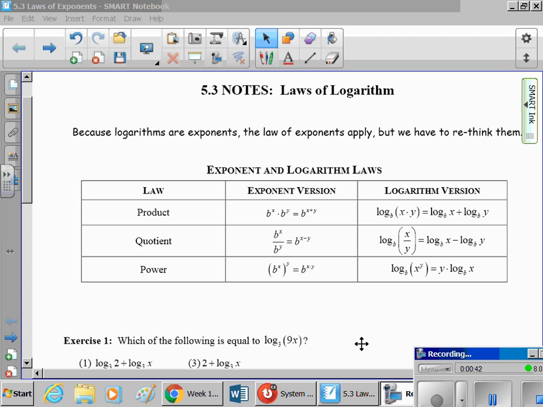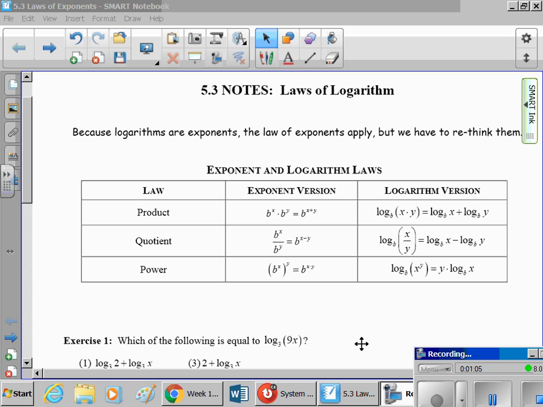So if you slide over one more to where it says logarithm version, you'll see how it says log base b of x times y is the log base b of x plus the log base b of y. So we can constantly be breaking them up. And it might be a little strange at the beginning, but I promise you they will become as second nature as the laws of exponents are with you right now.